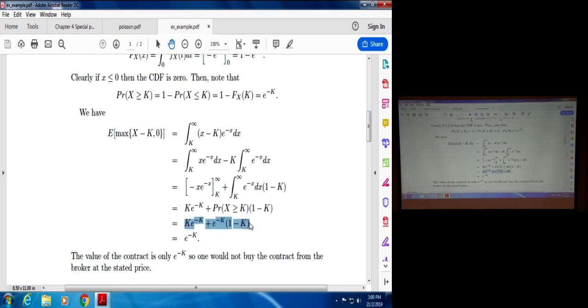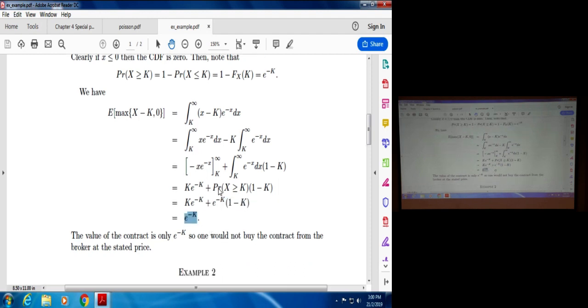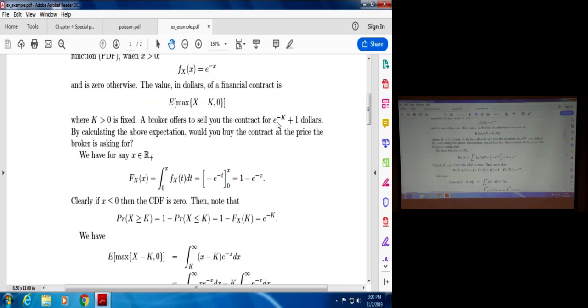So in the end, the value of my integral is k e to the minus k plus e to the minus k minus k e to the minus k, which is e to the minus capital K. Okay? What's the conclusion? The conclusion is that the value of the contract is e to the minus k, but this broker is being very sneaky because he wants to charge you an extra $1, right? So you say, well, I'm not going to buy the contract because it's not worth that.